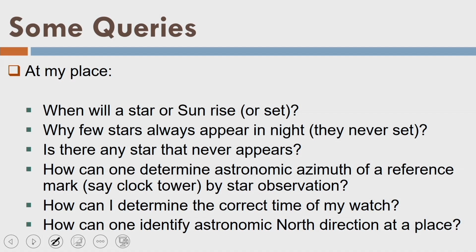Fine, let us go ahead. The first query is, when will a star rise or the sun rise or set? That's my first question. Remember, we have already realized what we mean by sunset. When the sun is at 0-degree altitude with respect to a given celestial horizon, we call it sunset or sunrise. If the sun is ascending above the horizon, we call it sunrise, and if it is descending below the horizon, we call it sunset. But most important is, at what time?